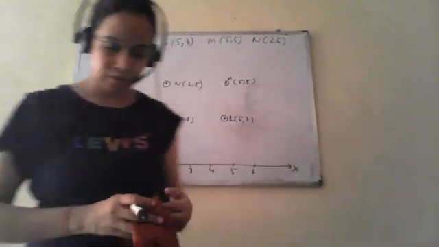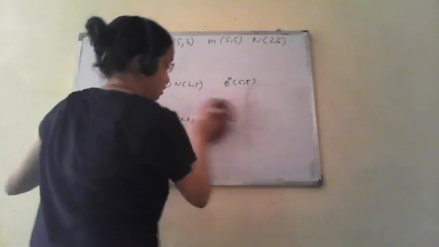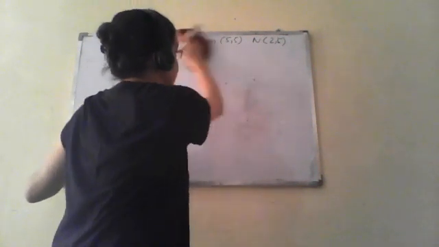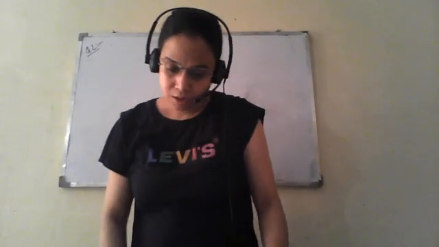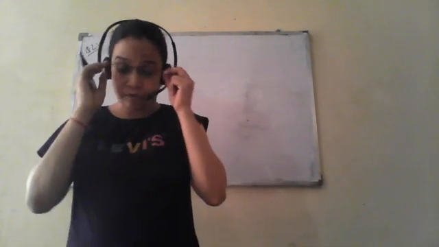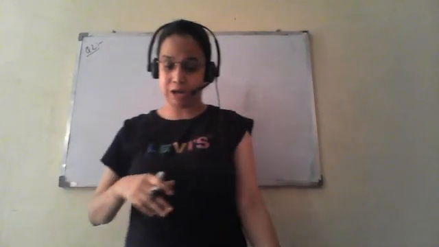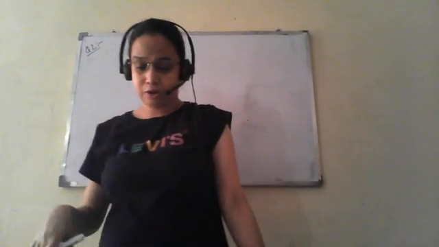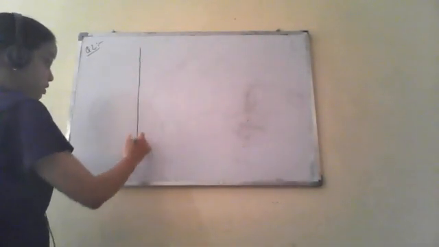Now we have question number 2. Draw a line passing through points. Two points are given, (2, 3) and (3, 2). We have to draw a line passing through these points, and find the coordinates of the points at which this line meets the x axis and y axis. So first we have to plot these two points.